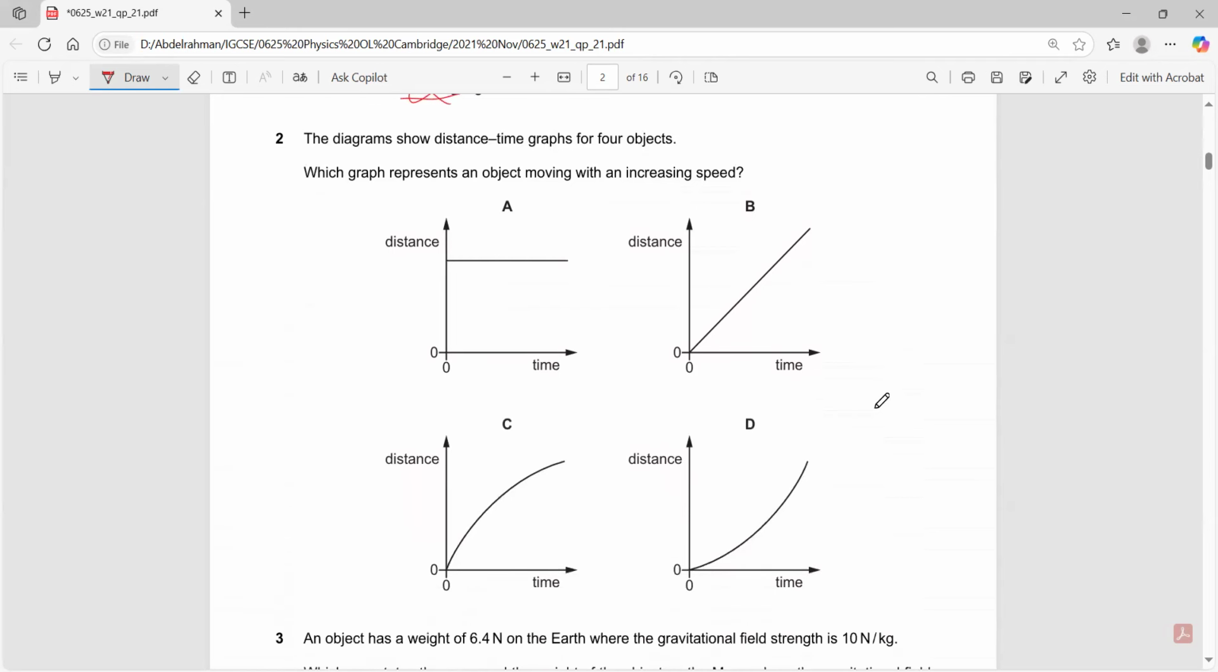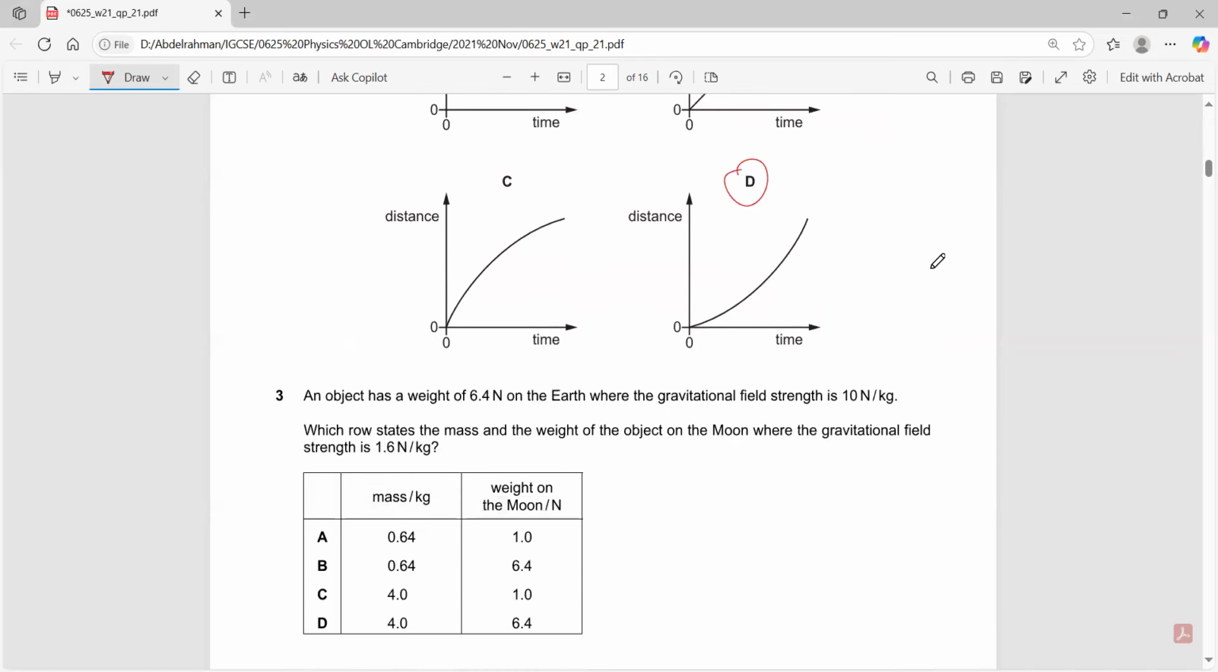Question 2, diagram shows the distance time graph for 4 objects. Which graph represents an object moving with an increasing speed? Increasing speed would be D. Why? Because this is a distance time graph. B is actually a constant speed. It's moving with a constant speed.